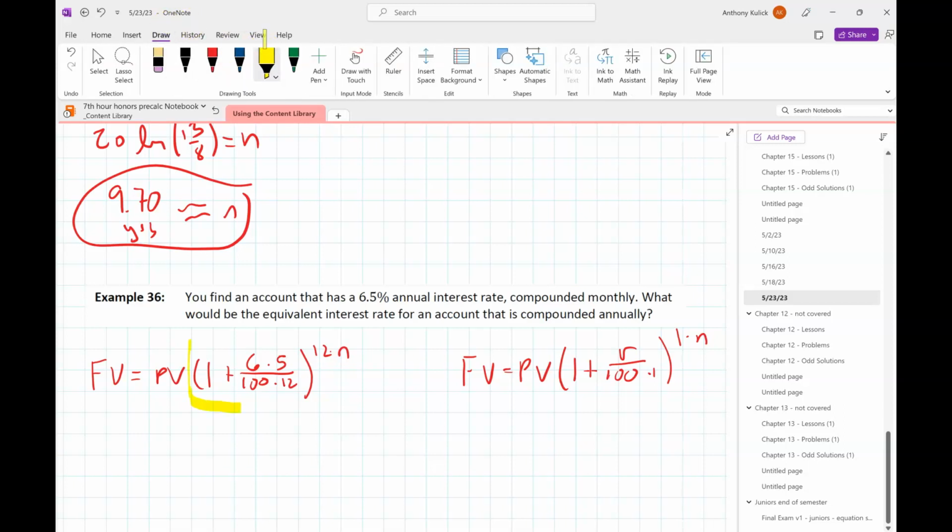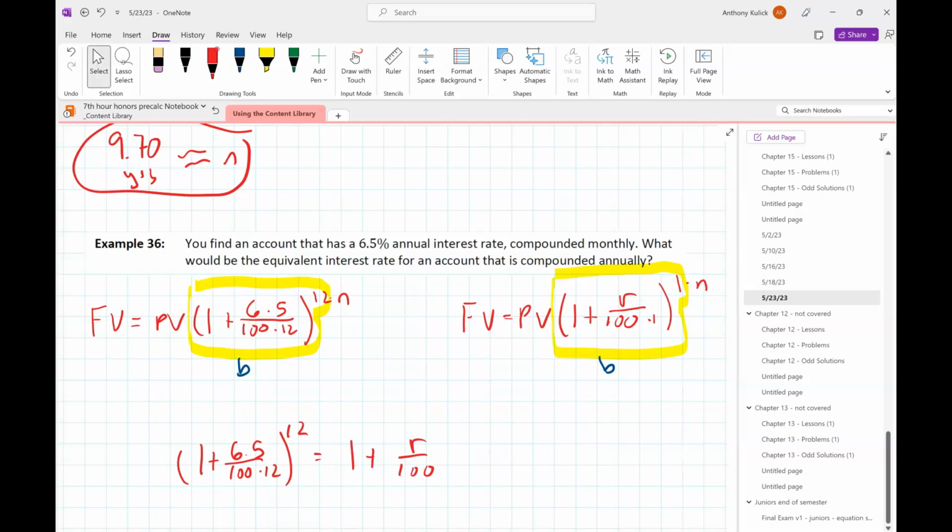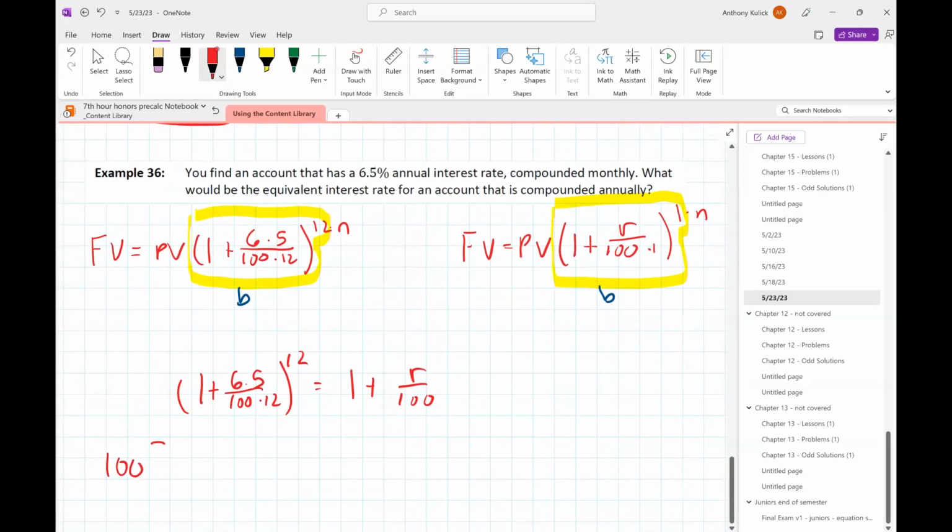Now, if I look at this and treat these like the b in a general exponential function, these would be the same function if those would be the same b. Everybody agree? That's kind of like the base of an exponential. So all I'm going to do is set those equal to one another. So I'm just going to subtract 1 from both sides and multiply by 100 to get the r by itself.